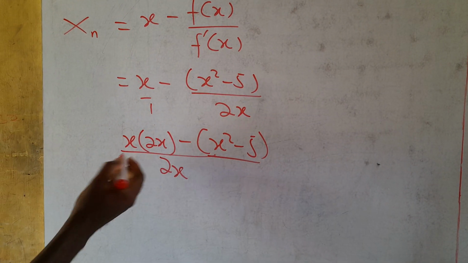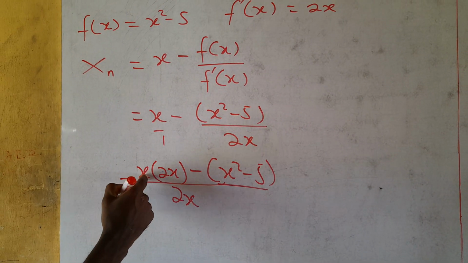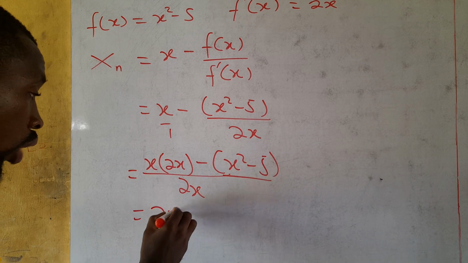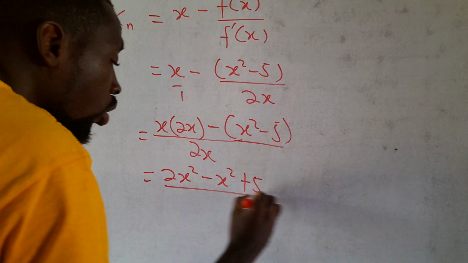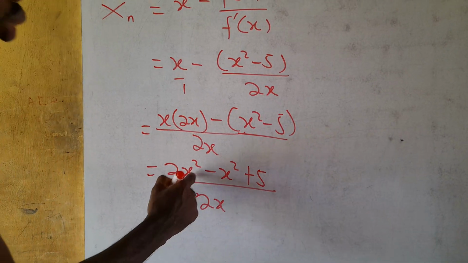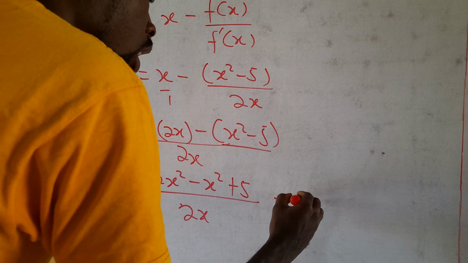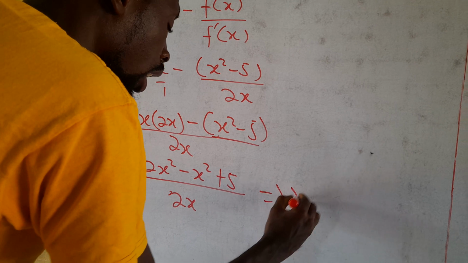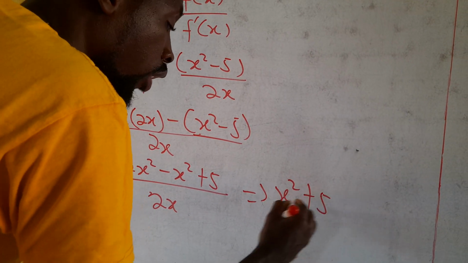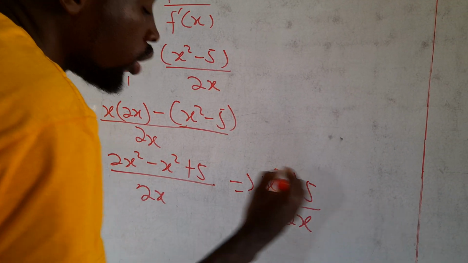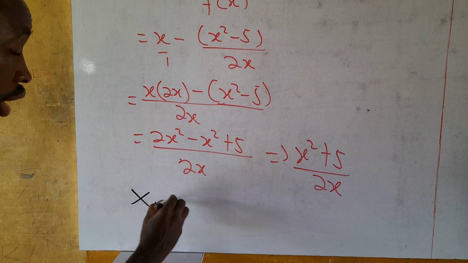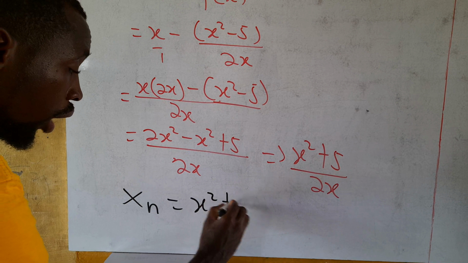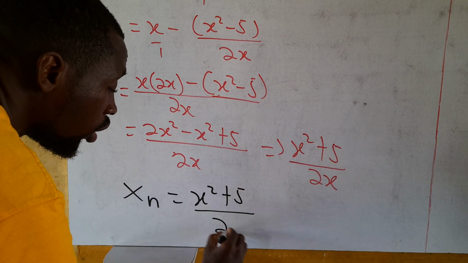So, when we simplify further, x times 2x will give us 2x squared minus x squared, then plus 5, all over 2x. 2x squared minus x squared will be x squared plus 5 all over 2x. So we can say that our xn is equal to x squared plus 5 all over 2x.